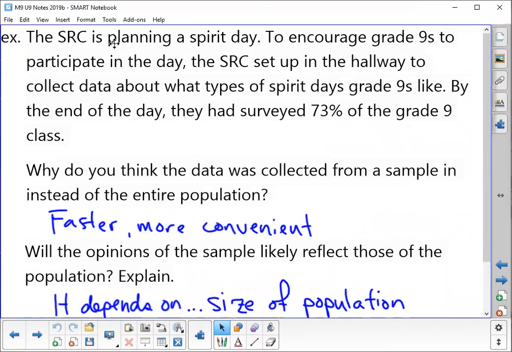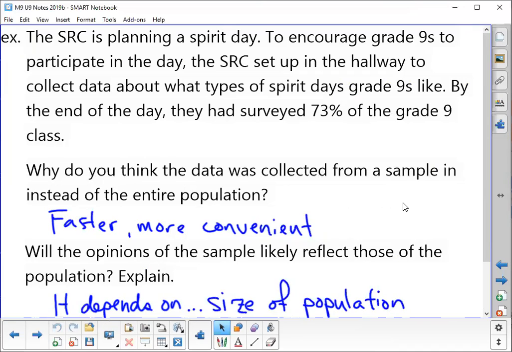So the SRC is planning a Spirit Day. To encourage grade 9s to participate in the day, the SRC set up in the hallway to collect data about what types of Spirit Days grade 9s like. By the end of the day, they had surveyed 73% of the grade 9 class. So do you think the data was collected from a sample? Why do you think the data was collected from a sample instead of an entire population?